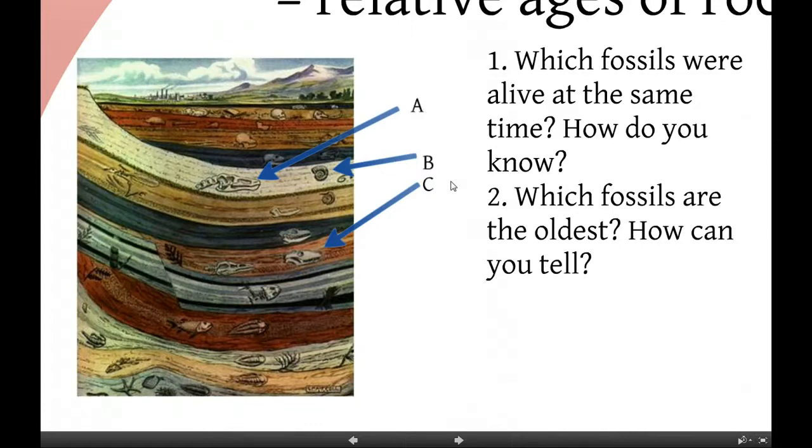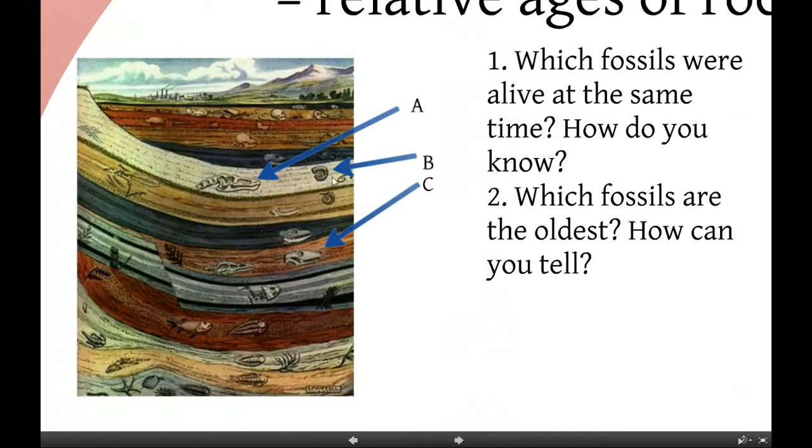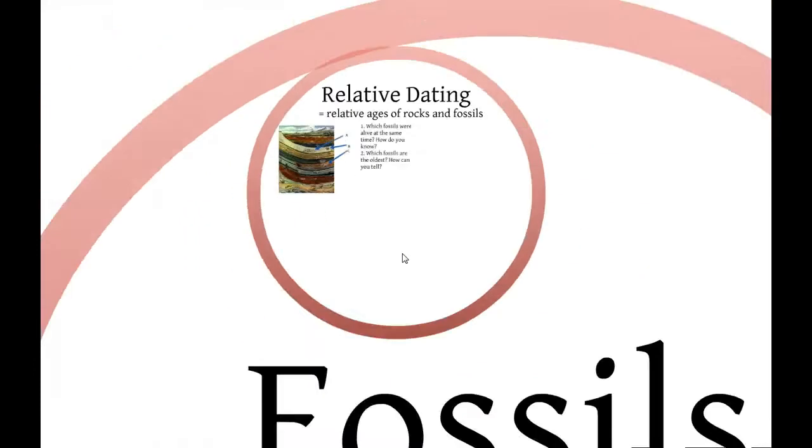Well, based on the idea that things that are older are further down into the earth, we see that A and B are at the same level, so we infer that A and B were alive at about the same time. And 2 says which fossils are the oldest and how can you tell? Well, C is the oldest, it's furthest down in these layers of fossils. So that's relative dating. It's just one is older than the other.